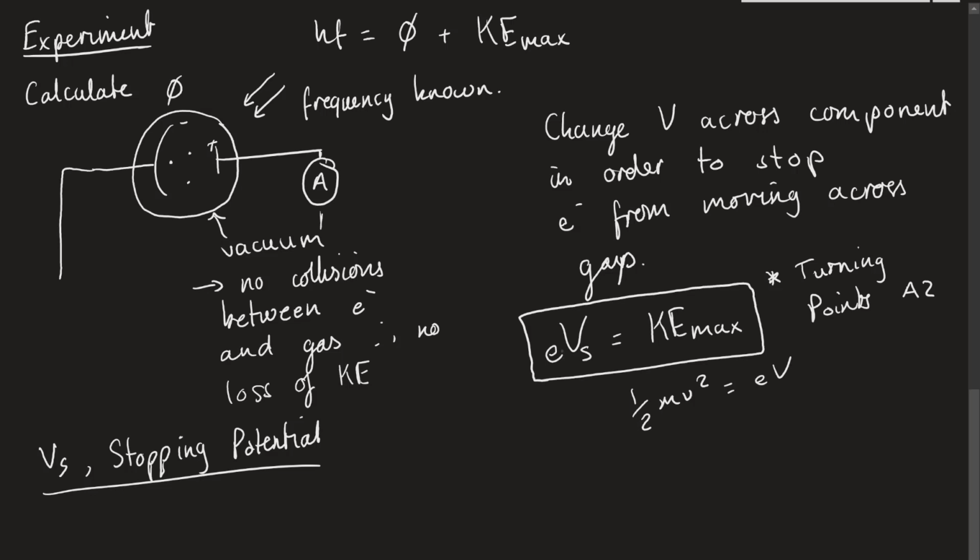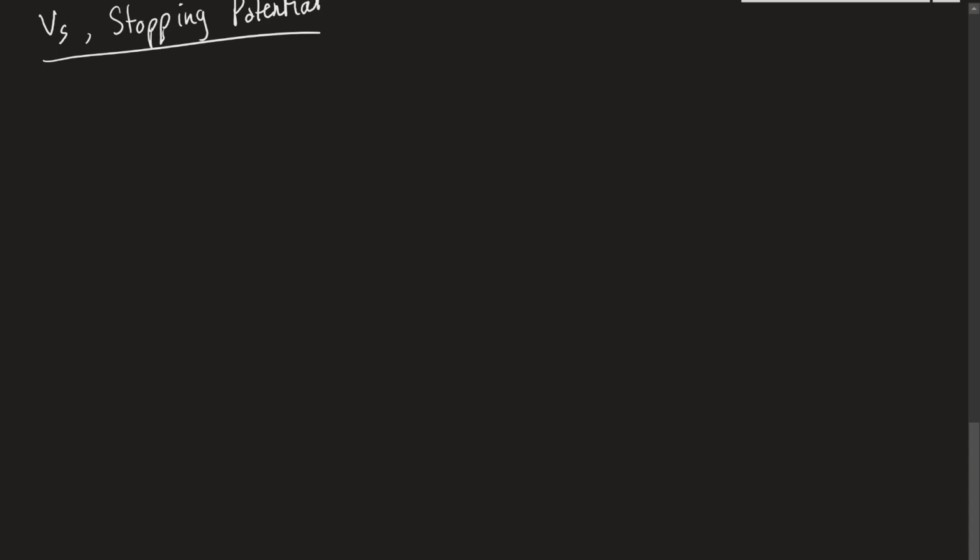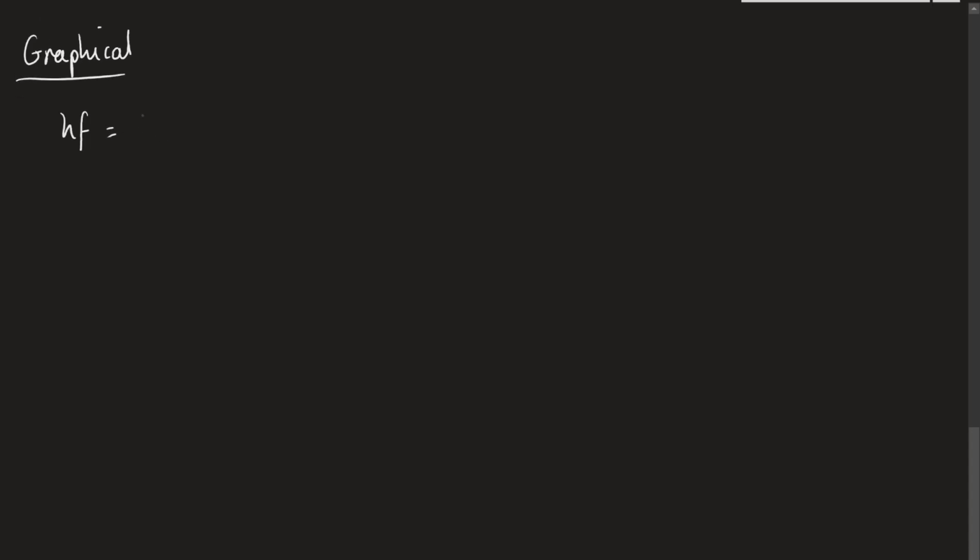But this specific stopping potential then gives us the maximum kinetic energy, and then the maximum kinetic energy we now know, the energy of the photons we already knew, and so now we can work out the work function of that thing. So this is the practical application of this. We also can look at a graphical approach. So a graphical approach would be to say if our idea is hf is equal to the work function plus the kinetic energy max.